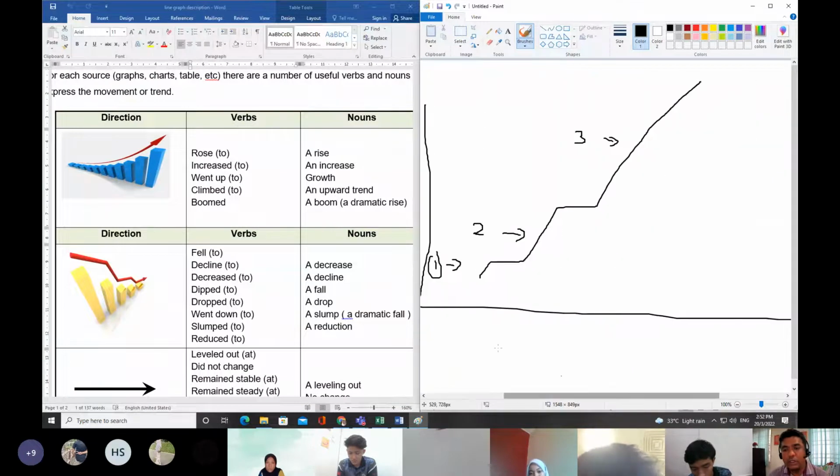When do you use the word increase? Is it for the number 1, number 2, or number 3? Now, let me explain. You can use the word increase to describe these 3 situations, all 3. Yes, it can be used to describe all 3.